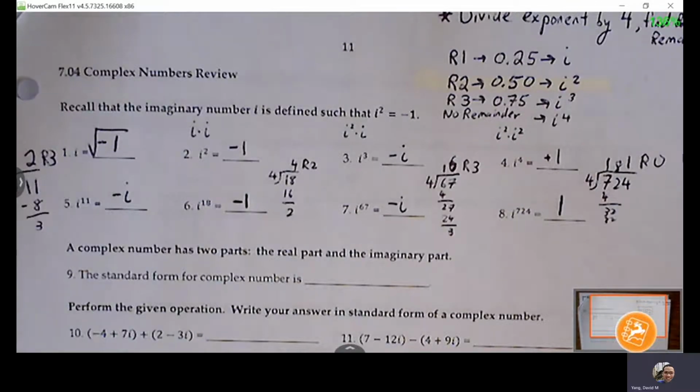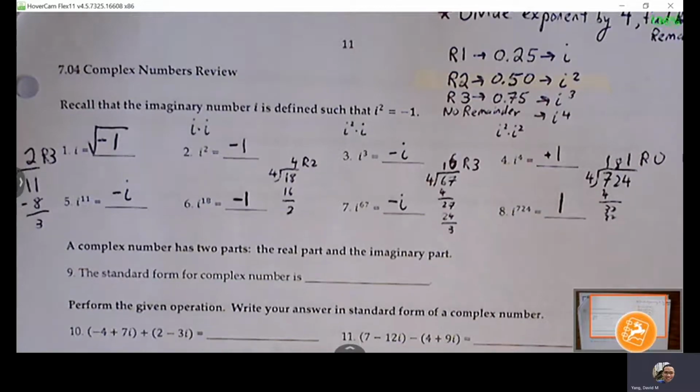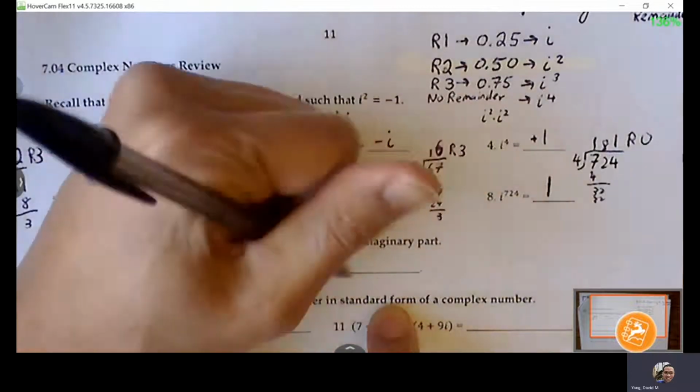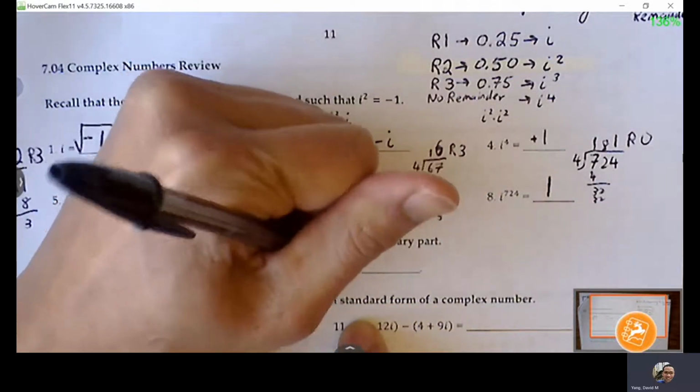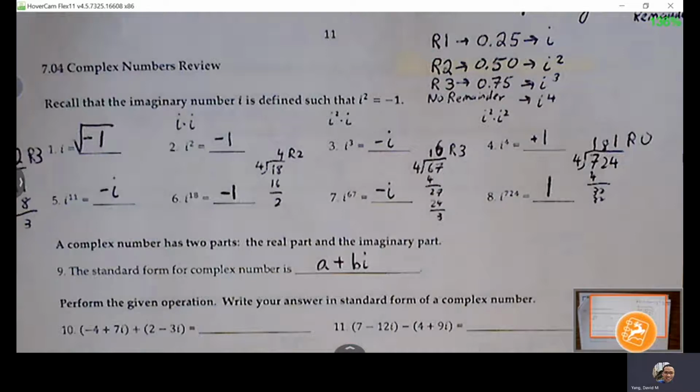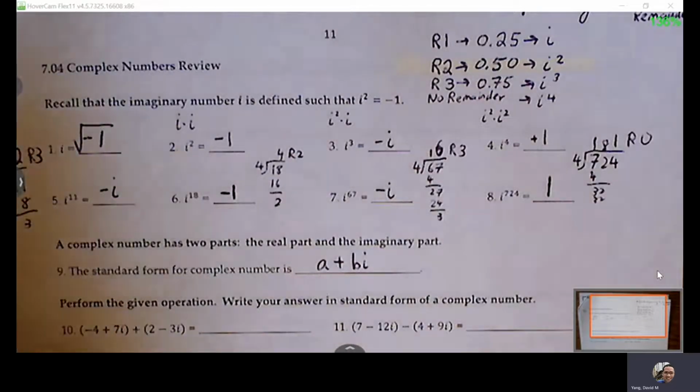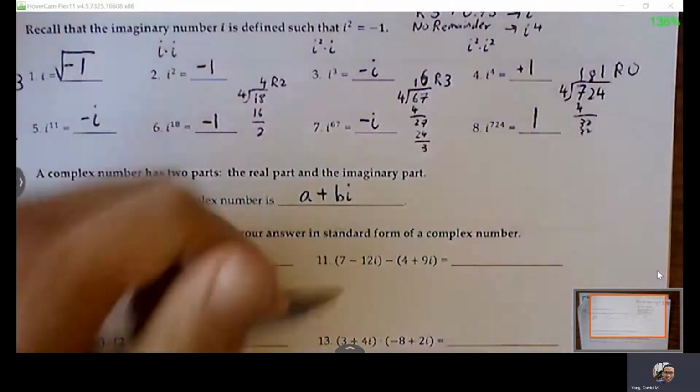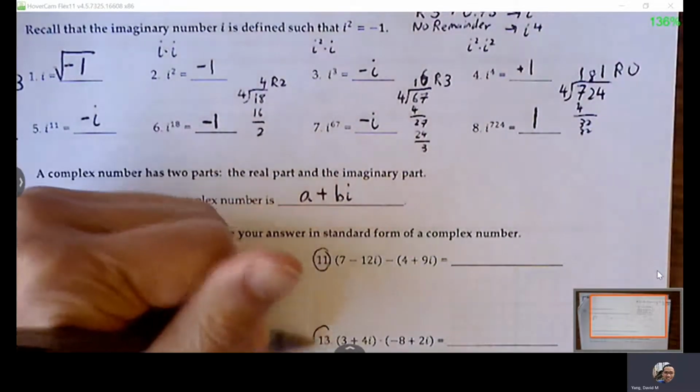A complex number has 2 parts: the real part and the imaginary portion. Standard form for a complex number is a plus bi. Even though i represents the imaginary unit, a lot of times we treat i like a variable, in the sense that it behaves a lot like a variable when we are adding, subtracting, and multiplying. We're just going to go through the odds here because this is review.